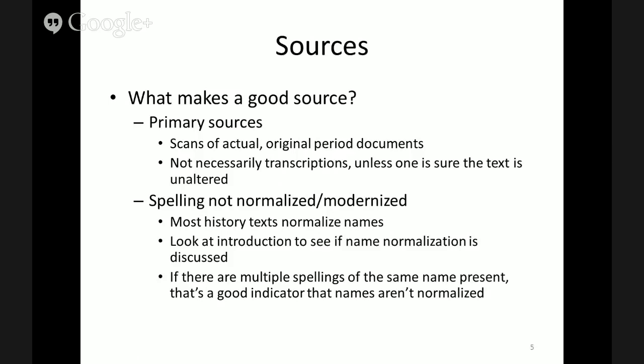So how do you tell? Well, you can look at the introduction, and a lot of books will discuss what they do with names. Does it normalize them? Does it not? There's one book on Irish names we'll mention later where it says very explicitly, the header forms are normalized, the rest is not. So the subsections of the book are modern, but within them it gives you period forms. Fine, don't use those modern forms. The other good clue is if you see multiple spellings of the same name present, that's a pretty good indicator that they're not normalized. Sometimes you see John, and sometimes you see Johannes, and sometimes it's a different spelling, in the same book. That's pretty good evidence that they've not normalized the names, especially for things like transcriptions, that they're keeping the original spellings.